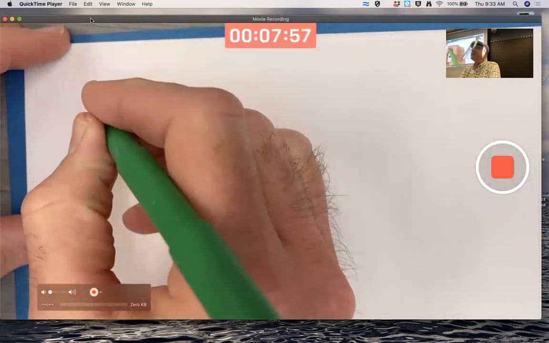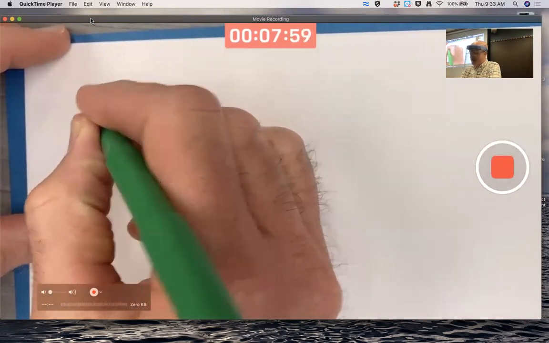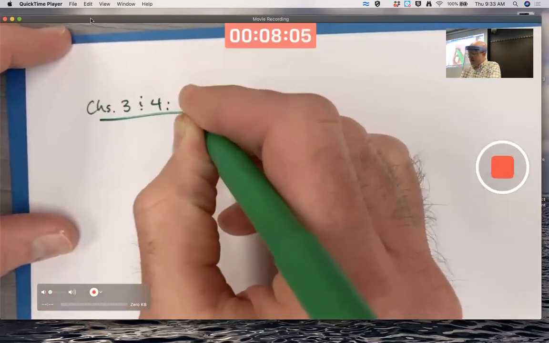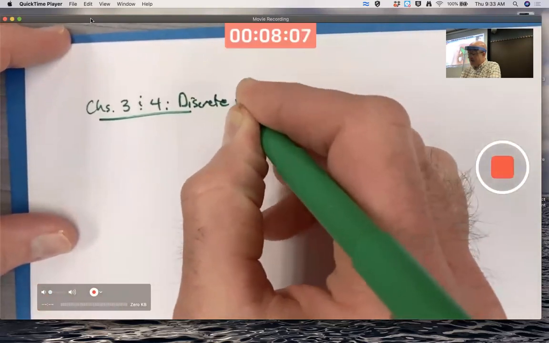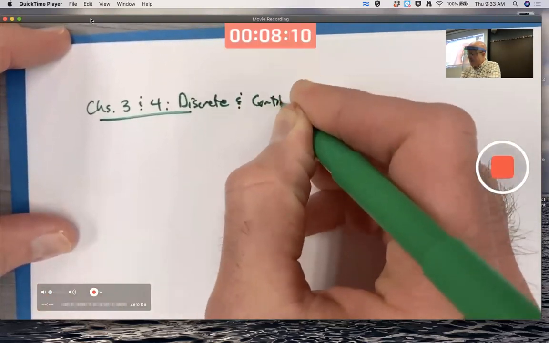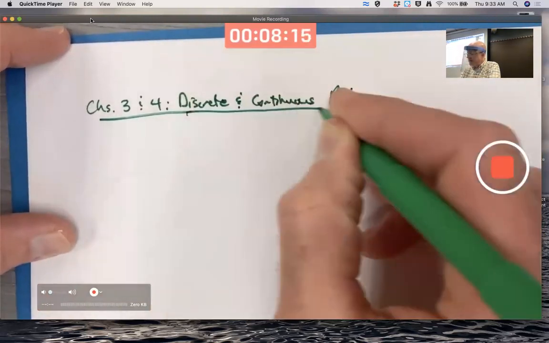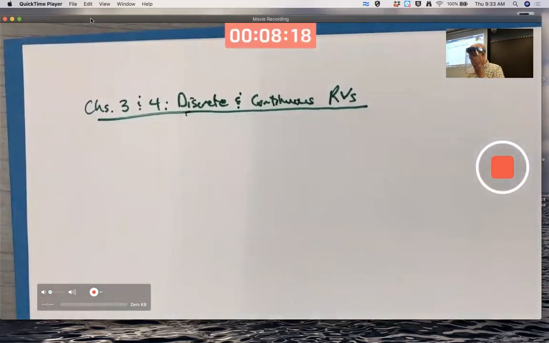So I'm going to sort of do both chapters at once. How about that? So chapters 3 and 4, discrete and continuous random variables, RVs. Do them at once, and I think that'll be kind of nice because then we can compare and contrast them. We'll talk about the general theory here first, and then we'll get into some specific examples. And then we'll talk about using some Mathematica to do some simulation and that kind of thing.